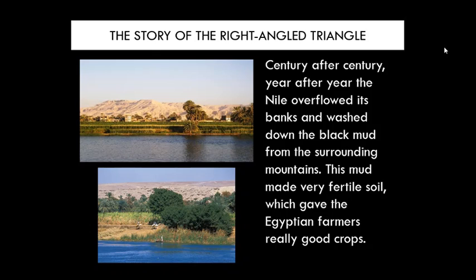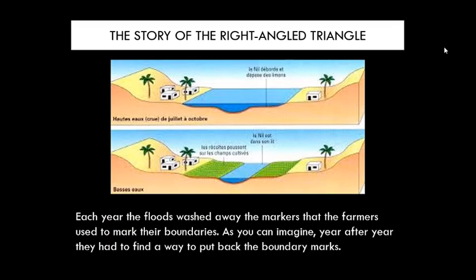Century after century, year after year, the Nile overflowed its banks and washed down the black mud from the surrounding mountains. This mud made very fertile soil, which gave the Egyptian farmers really good crops. Each year, the floods washed away the markers that the farmers used to mark their boundaries. As you can imagine, year after year, they had to find a way to put back the boundary marks.